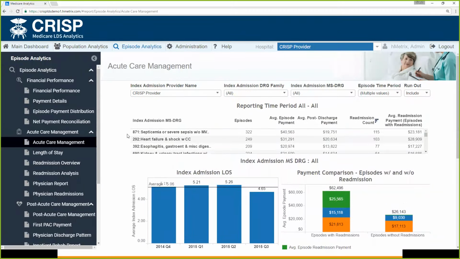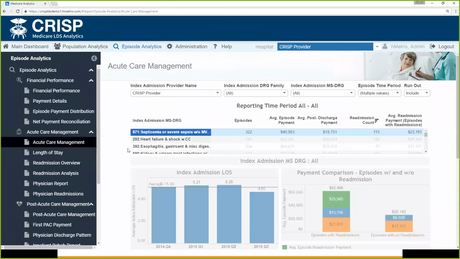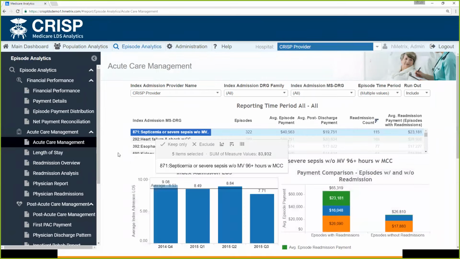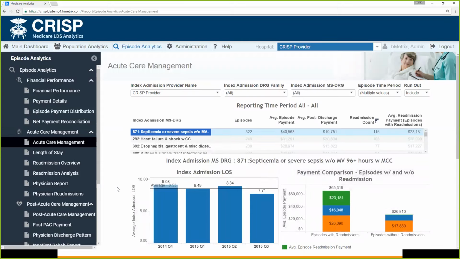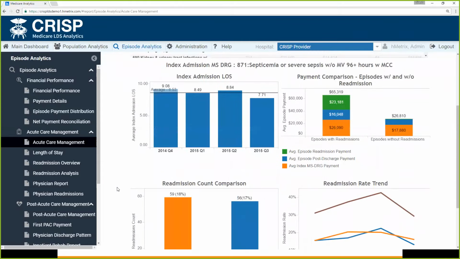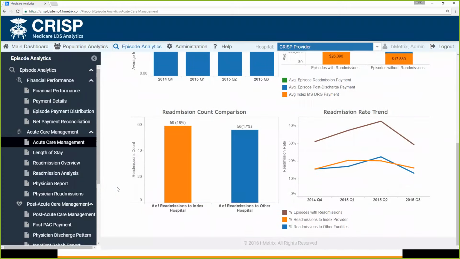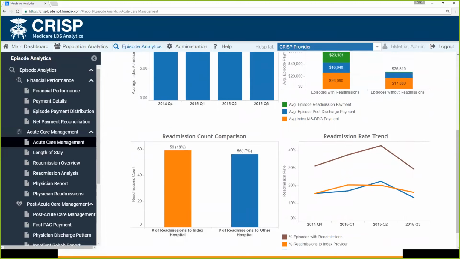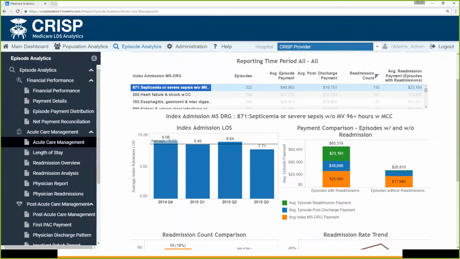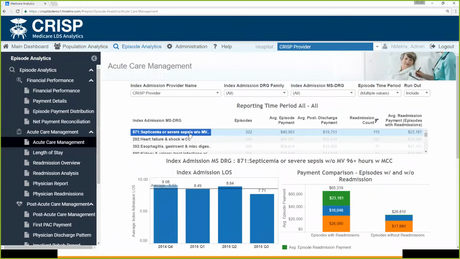So coming back up here, as I pointed out initially, septicemia seemed to have a really high readmission count. Maybe you wanted to look at those charts for just septicemia. What you can do is select the DRG up at the top, and it will automatically filter and show you the different charts below restricted to just that DRG. In this case, you see that they have a very high readmission count. It looks like it's jumping both back to the hospital and to other hospitals, and you can get the different information there.